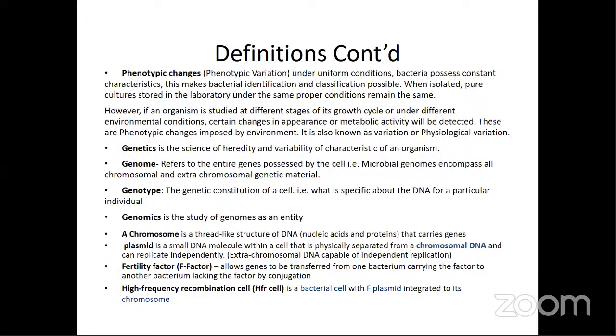And you can also see something like F factor. F factor stands for fertility factor. This allows genes to be transferred from one bacterium carrying the factor to another bacterium that lacks the fertility factor during conjugation. And of course, we have the high frequency recombination cell. It is a bacterial cell with F plasmid, that is fertility plasmid, integrated into its chromosome.